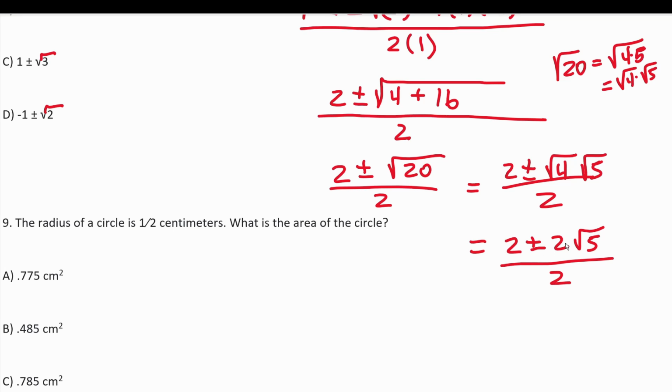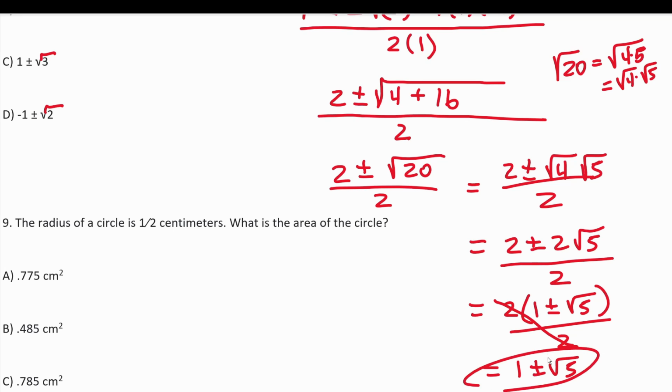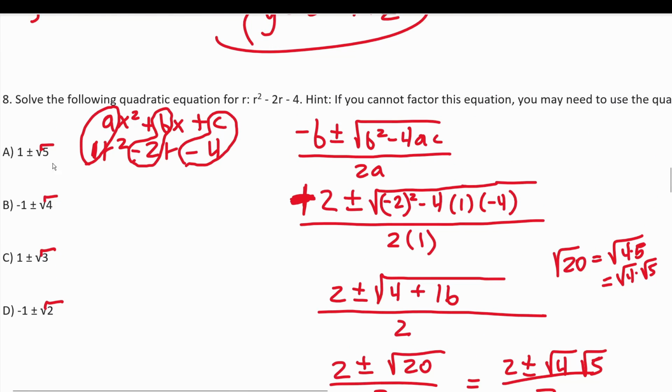We can factor out a 2 from this numerator, so this becomes 2 times 1 plus or minus the square root of 5 over 2. And then we can cross out these that we factored out. So this is 1 plus or minus the square root of 5. So that's that one. And that would be answer choice A here.